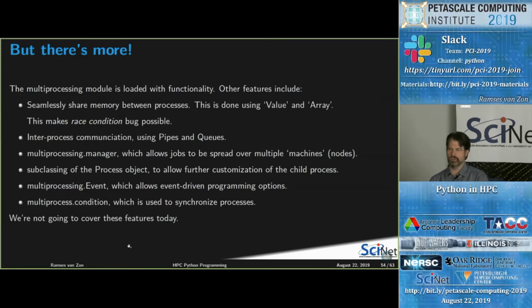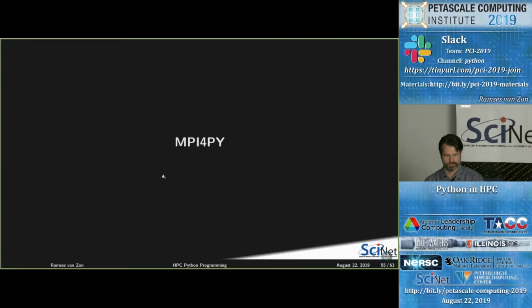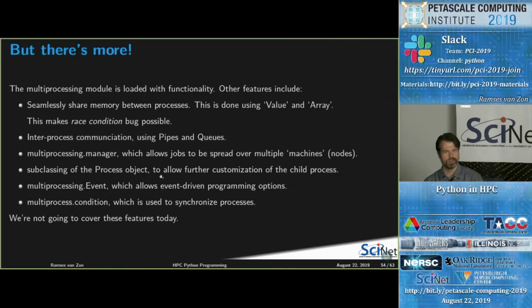There are ways to have shared memory with multiprocessing, which means that you can now have race conditions in Python. So that's good. And you can have inter-process communication. There are ways to do jobs over multiple machines, multiple nodes. There's events, there's conditions. There's a lot to this module, which is great, but I'm going to leave that for you to explore. Any questions about that before I go to the last topic?